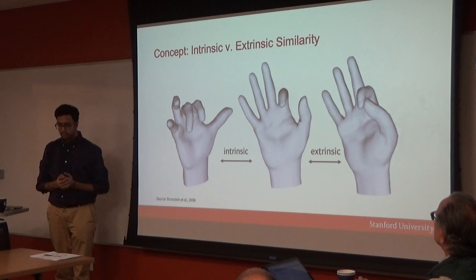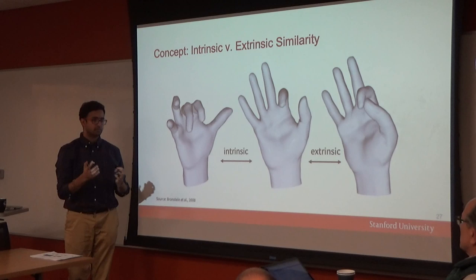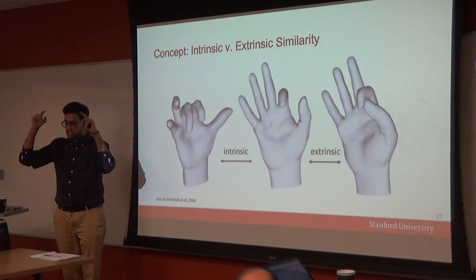Now, why are intrinsically similar shapes important? Because most of the descriptors we speak about, the HKS or the heat kernel signature or the WKS, are intrinsic descriptors and are invariant to isometric deformations. Therefore, matching isometric shapes could be done by plainly matching values along these intrinsic descriptors.